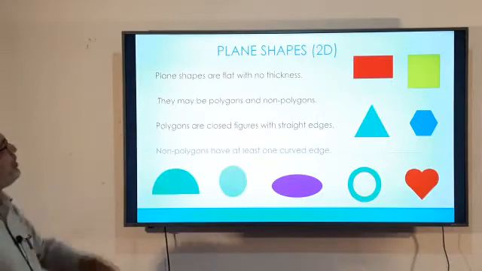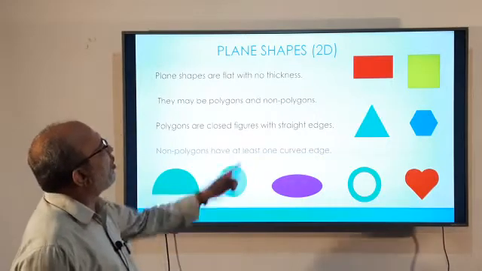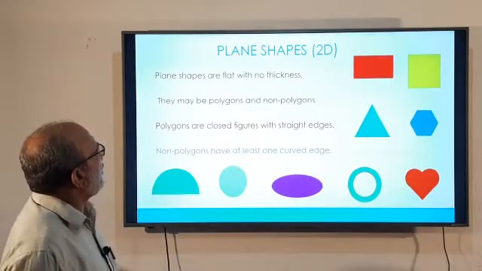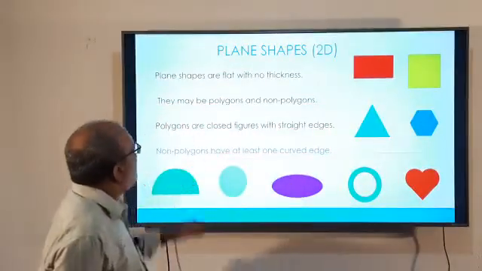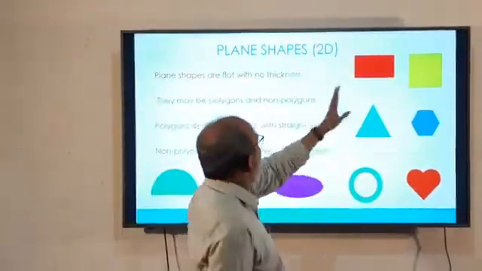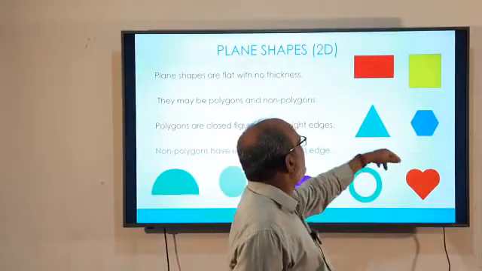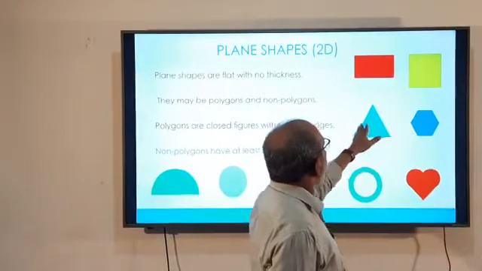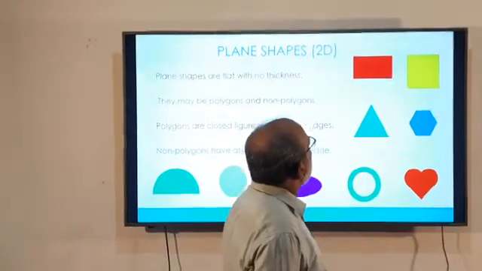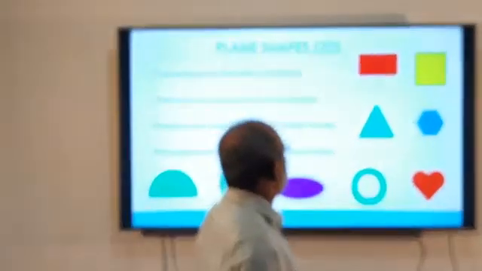See, plane shapes are flat with no thickness. They may be polygons or non-polygons. Polygons are closed figures with straight edges. Rectangle here, square and hexagon and triangle, all these are closed figures with straight edges.